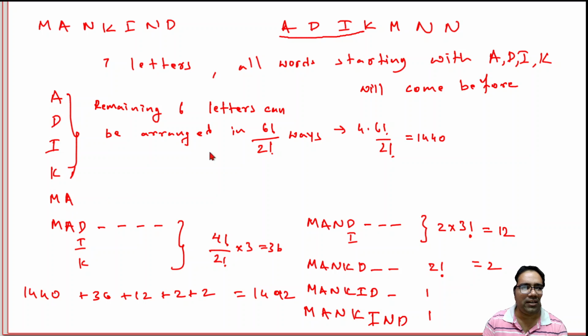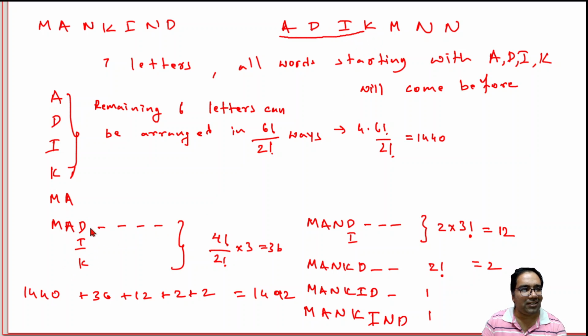If we fix M, the first word of M will start with A, for example, M, A. Then again the first word will be M, A, D. But MAD will definitely be before MAN. We are looking for MAN. So what about MAD, MAI, MAK? M, A is already done. MAD, MAI, MAK will all be before MANKIND.